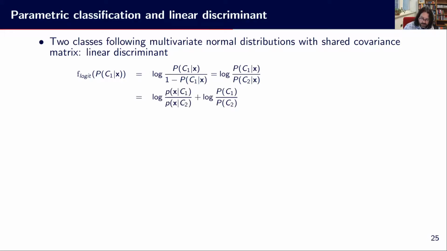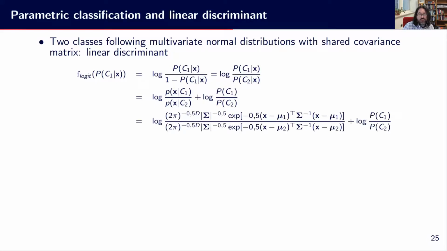If we expand this, because we notice this is the posterior, we just expand this according to the Bayes rule, we've got into something like, okay, this is the log of the likelihood of C1 divided by the likelihood of C2 for a given X, plus the log of the prior probabilities ratios between C1 and C2.